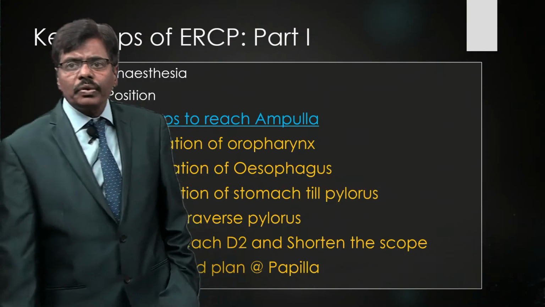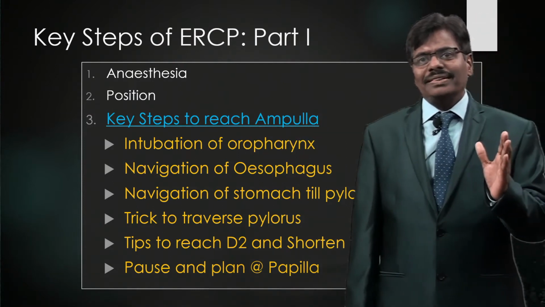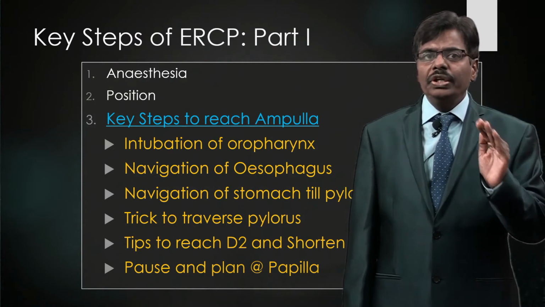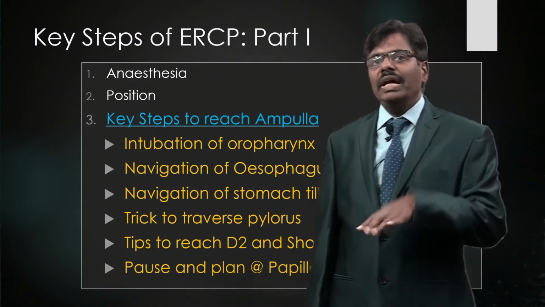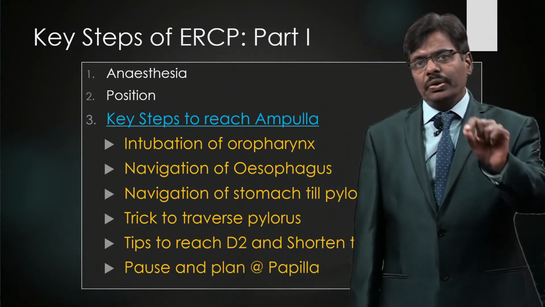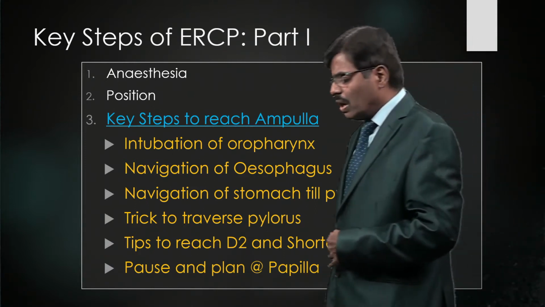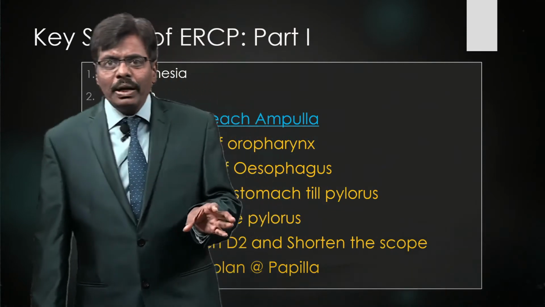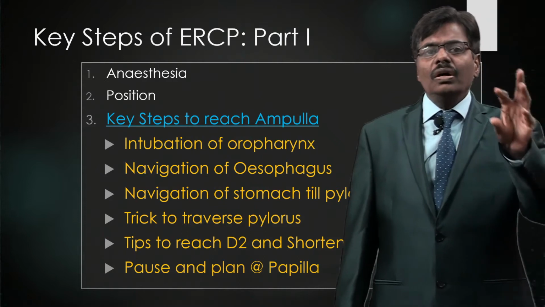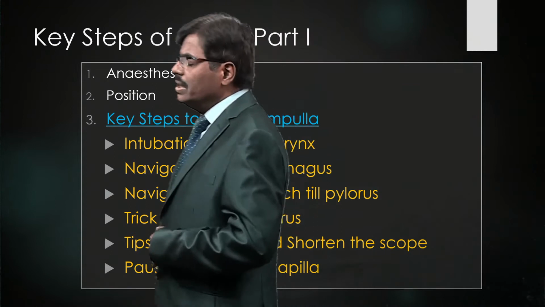Okay, let me tell you in micro, I told you in the last class the importance of the steps broken into micro steps. How are you going to intubate the oropharynx, especially with a side viewing scope? How are we going to navigate blindly down into the esophagus to go to 40 centimeters and not get lost in the stomach, reaching up to the pylorus? And once we see the pylorus, how are we entering D1, D2, then docking at the ampulla? So all these things we are going to see in relevance to duodenoscopy.